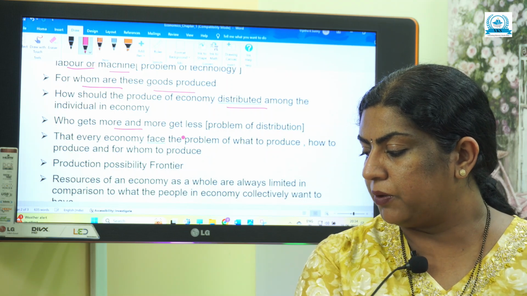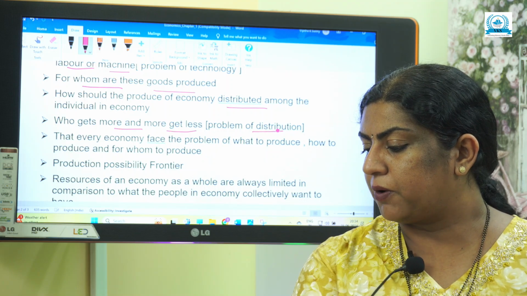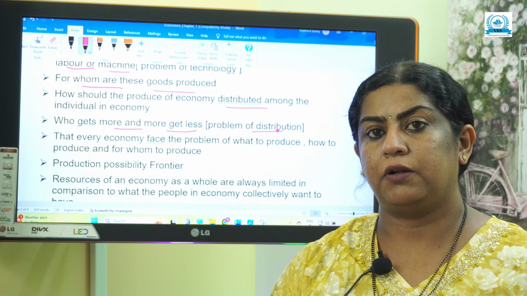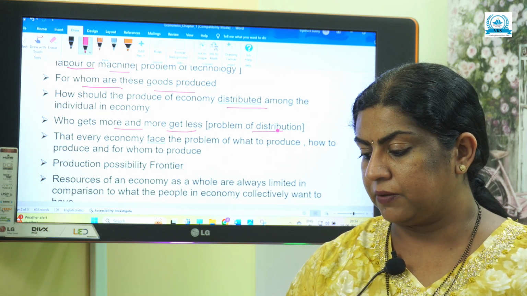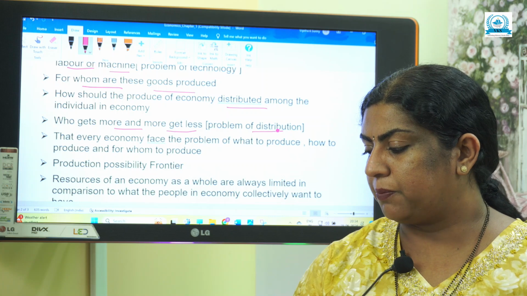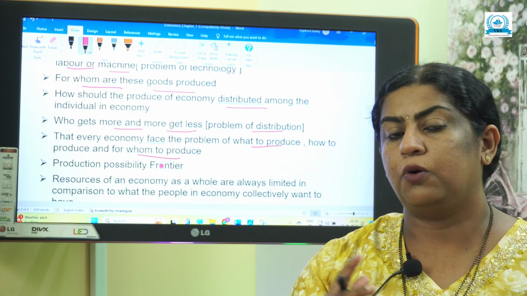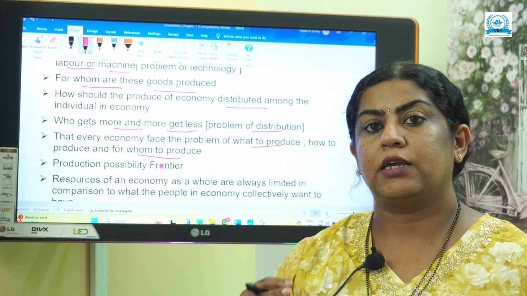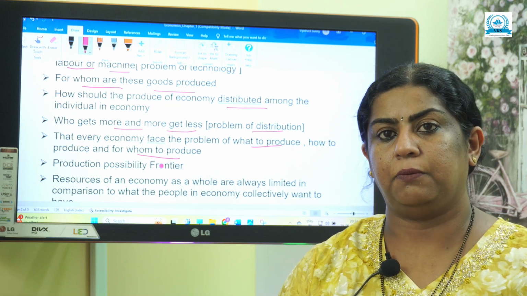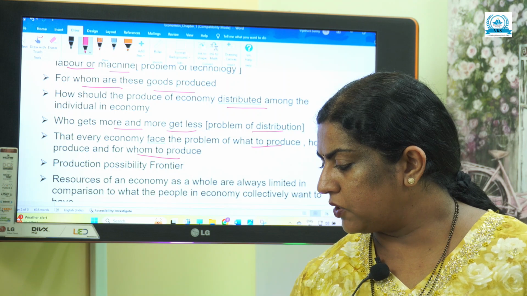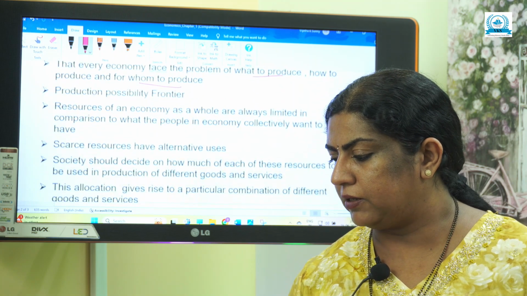Who gets more? Who gets less? So there is a problem of distribution. So that is the third problem, for whom to produce. Every economy faces the problem of what to produce, how to produce, and for whom to produce. That is the central problem of an economy. Now next we will see about the production possibility frontier.